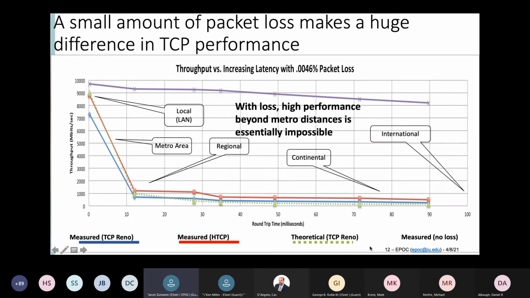In the packet loss situation, and note that is not a typo, it's 0.0046% packet loss, which is about equivalent to one out of every 22,000 packets that may be passing through an interface. With even that minuscule amount of packet loss, you're not going to feel the pain if you're really close in. So if we're still in that data center, less than 5 milliseconds away, that little tiny bit of packet loss may result in a couple of blips, but we're still seeing 7, 6, 5 gigabits per second.